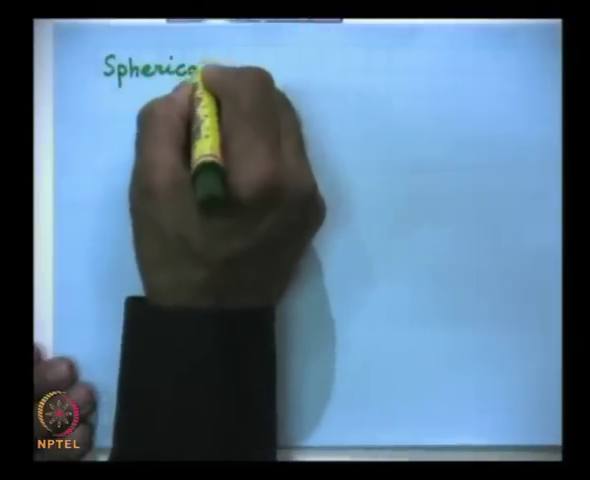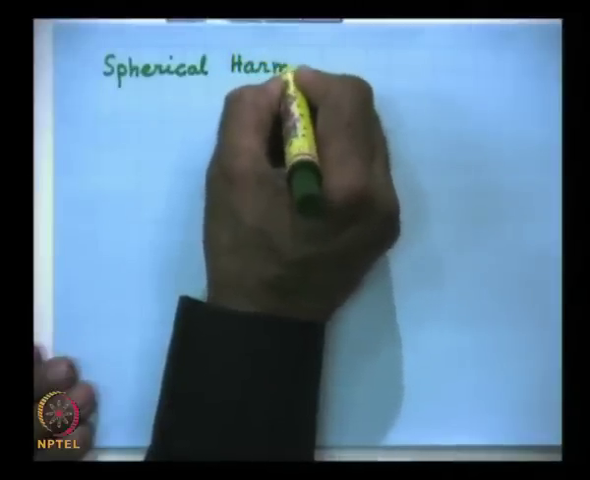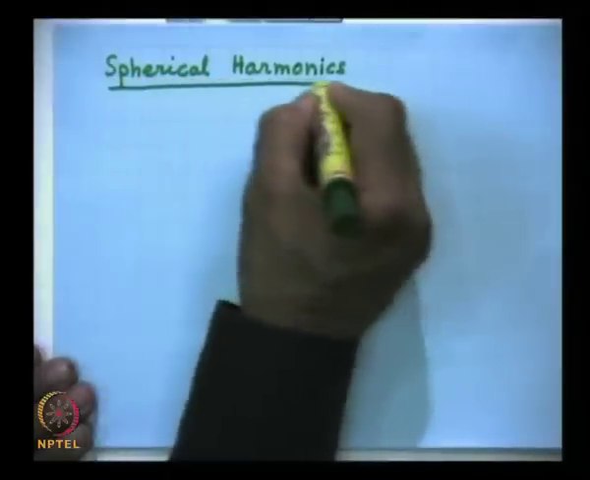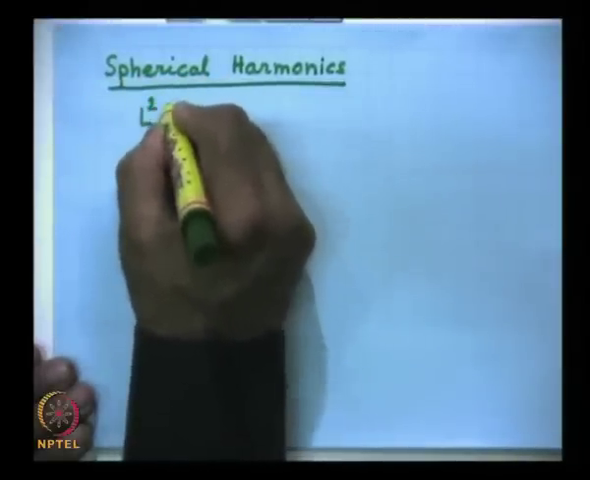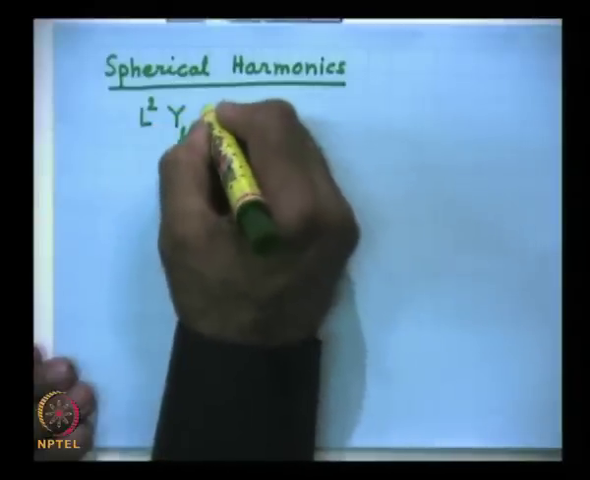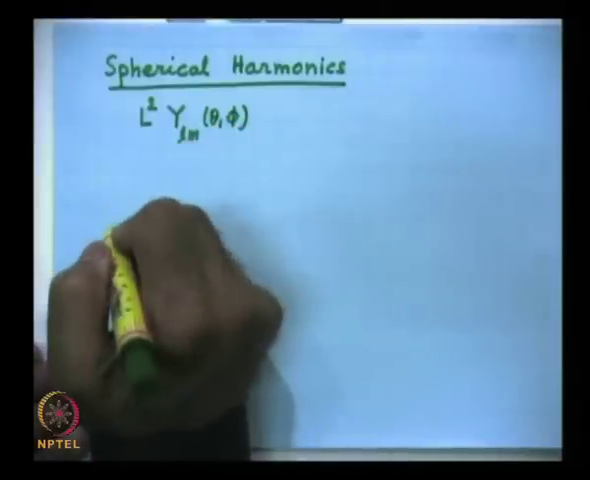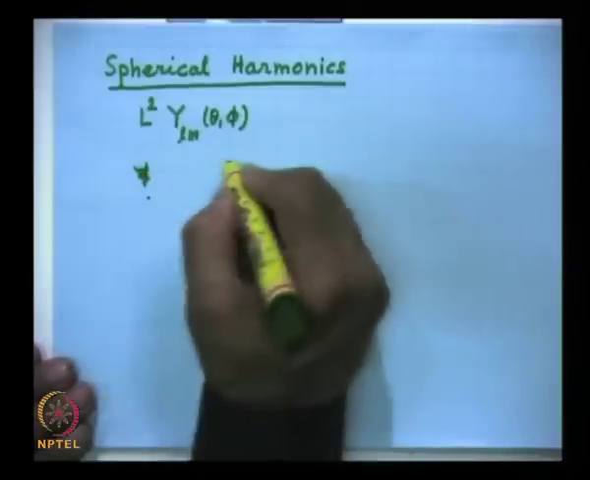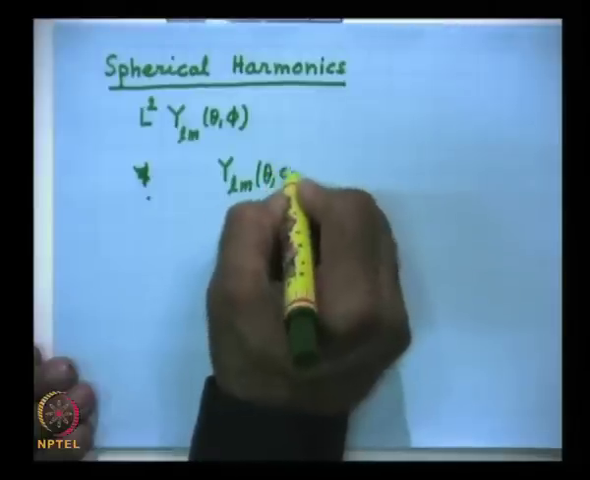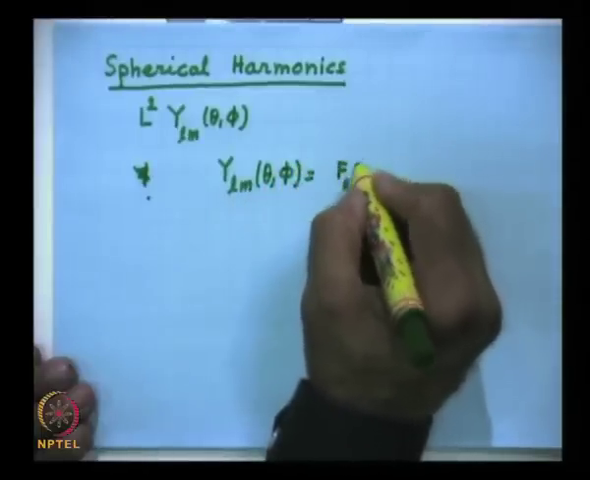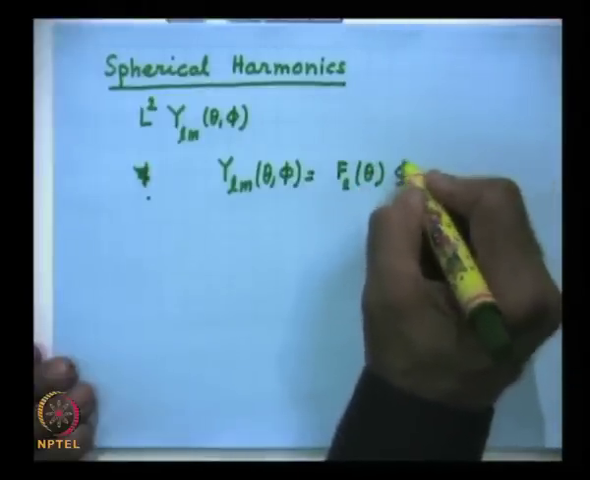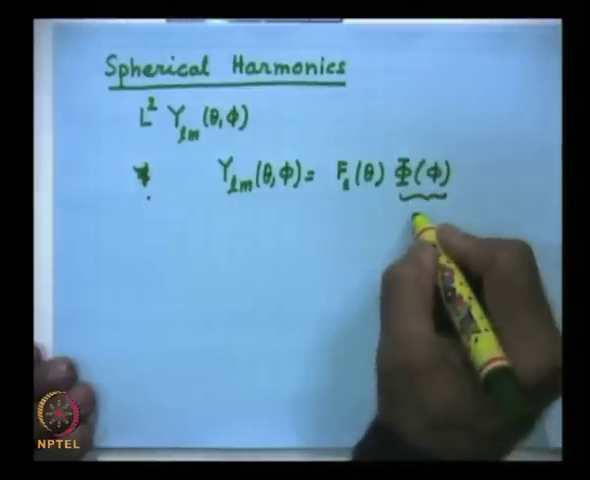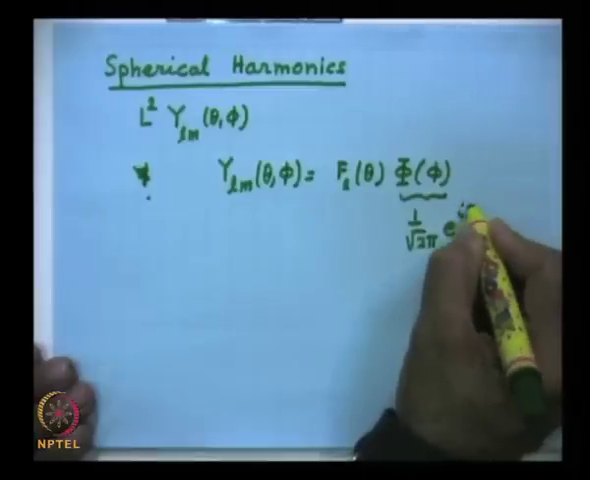Now, you see, when we considered the theory of angular momentum, we had not derived expressions for spherical harmonics. What we did find out was that the L² operator, the eigenfunctions we denoted by Y_lm(θ,φ), and we showed that Y_lm(θ,φ) could be written as f_l(θ) times Φ(φ), and this we had shown was equal to 1 over root 2π e^(imφ).